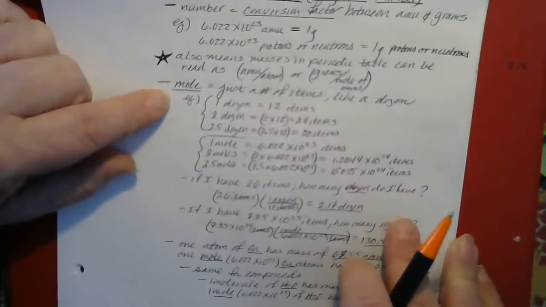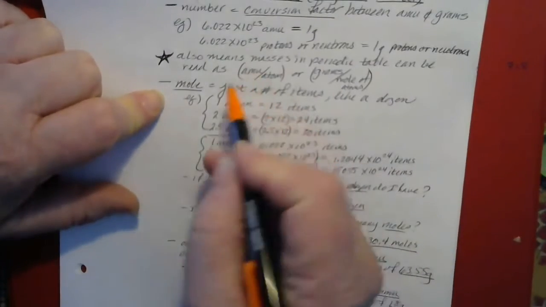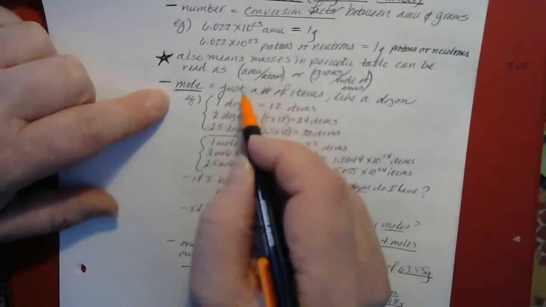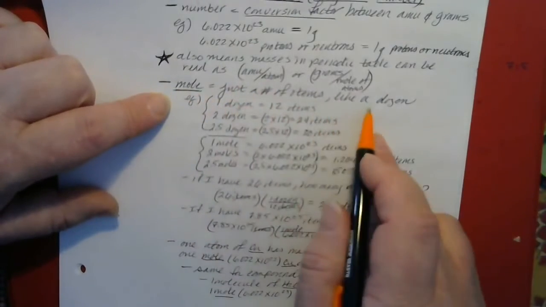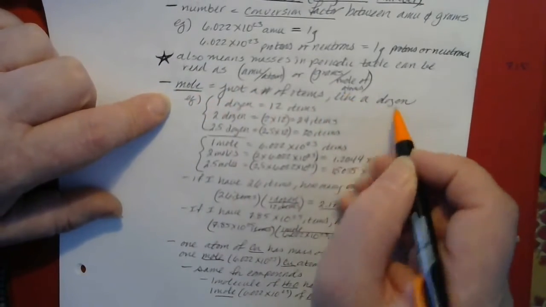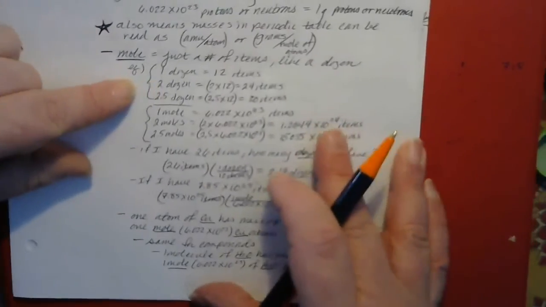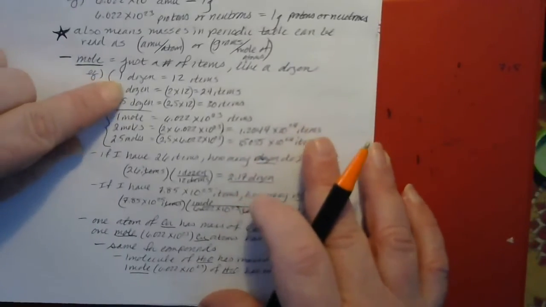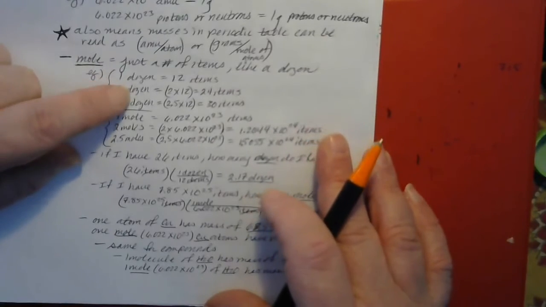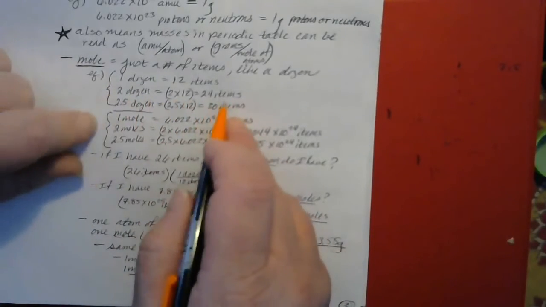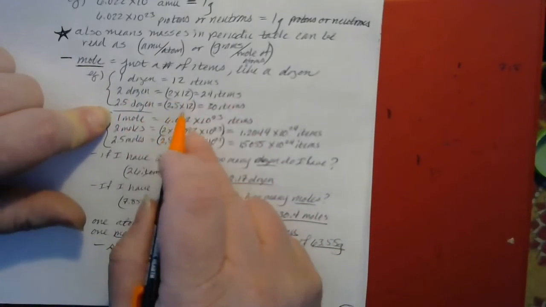Okay. Before we get into calculations involving that, I want to remind you that really a mole is just a number of items. It's a quantity, like a dozen. 1 dozen is always 12 items. It doesn't matter what the items are. It could be a dozen eggs or a dozen bowling balls or a dozen atoms or a dozen planets. It doesn't matter. It's always 12. 2 dozen would always be 2 times 12 or 24. 2.5 dozen would be 2.5 times 12 or 30 items, and so on.